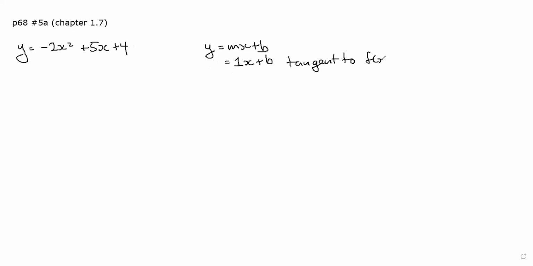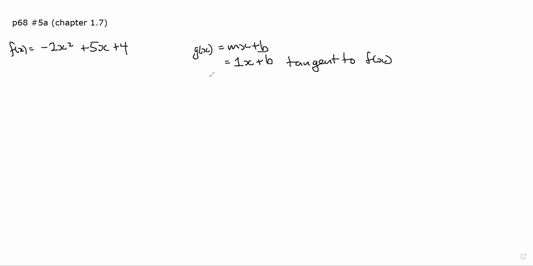So here it is. The equation given is y equals negative 2x squared plus 5x plus 4. There is a line, mx plus b, with a slope of 1, and I don't know what the y-intercept is, and it's going to be tangent to the parabola. So how about I call the parabola f of x, just for clarity, and I'm going to call the straight line g of x, just to separate the two, so we don't get confused.